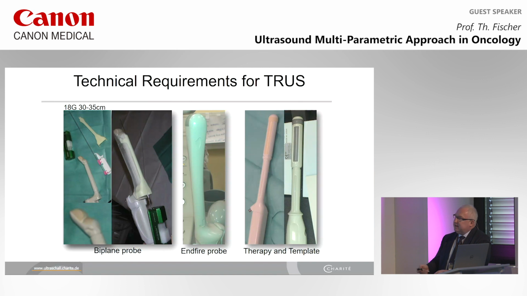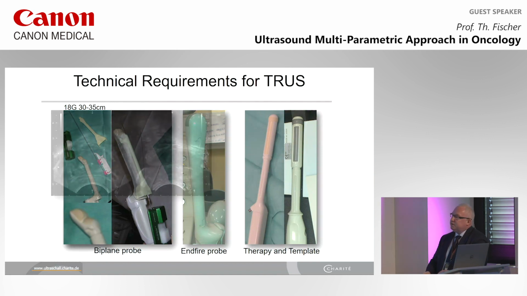If we do things like that, we have to use different equipment. This is a so-called biplane probe, often used by urologists. This is an end-fire probe. All these images are done with this end-fire probe, with this nice and fancy evaluation of contrast, shear wave elastography, and so on. And this is a therapeutic probe, so that you understand there are different shapes of different transducers for this topic.